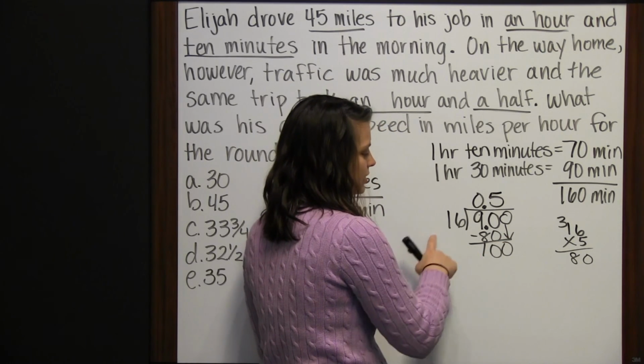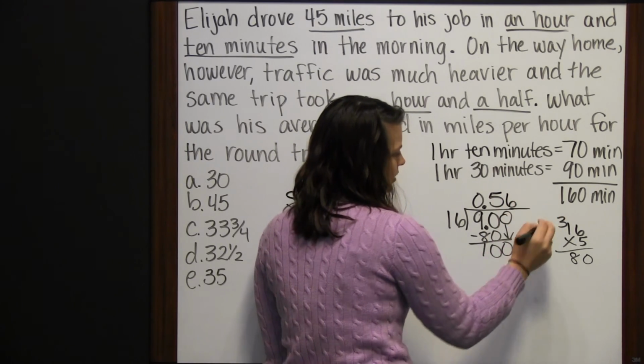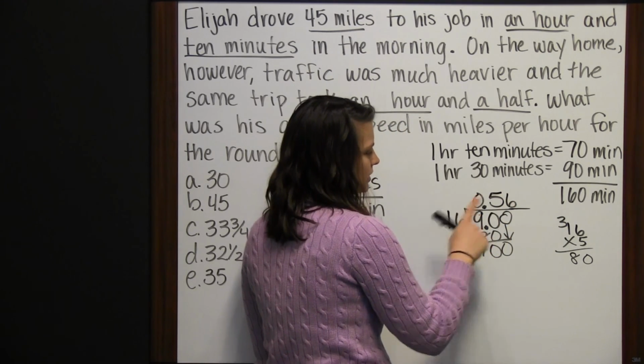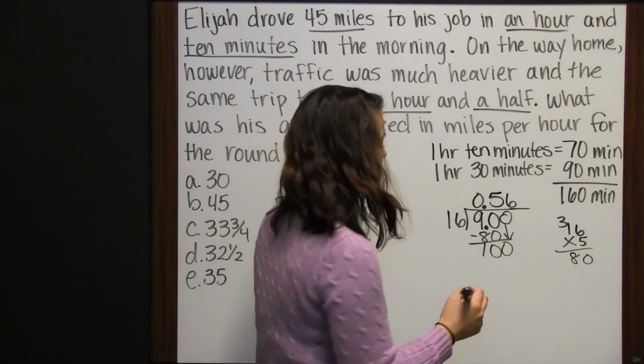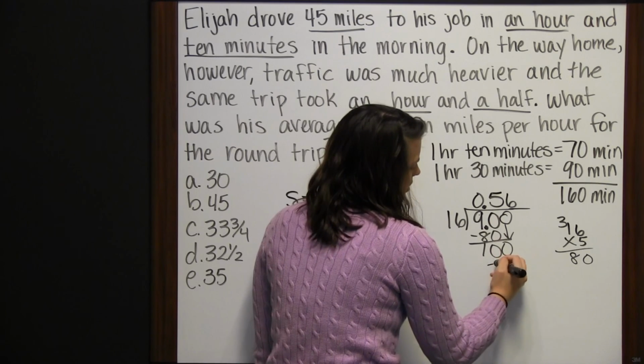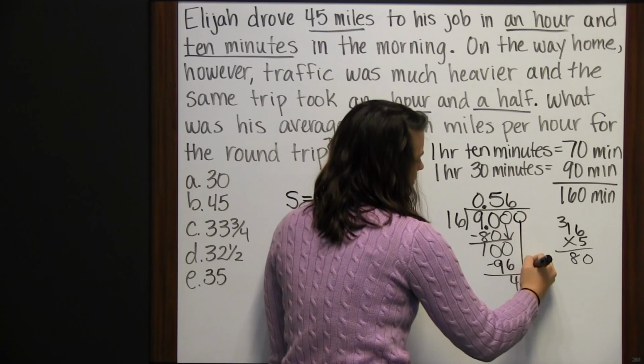So 16 goes into 100 6 times. Since 16 times 5 was 80, then one more time would be 96. And then we subtract and we get 4. Add another 0, bring it down.